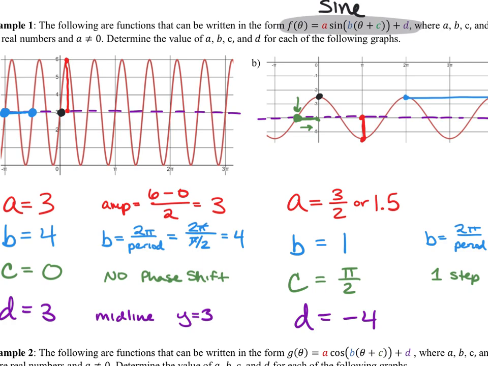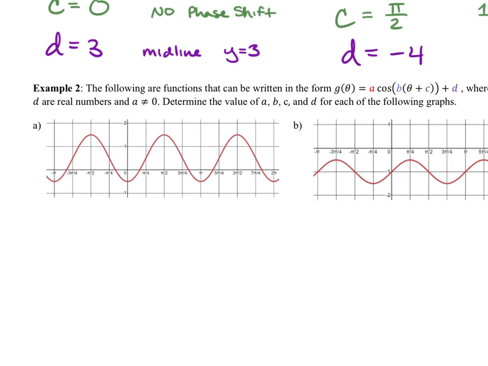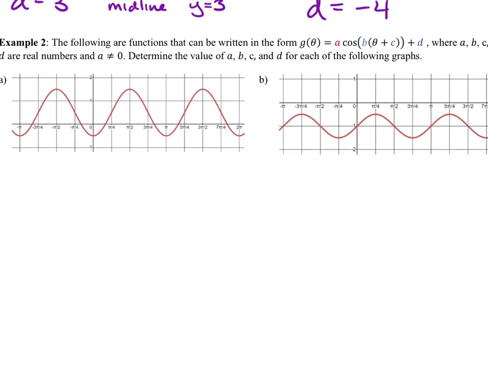Can we try a couple more examples? Okay. In example 2, this time we are writing what types of functions here? Cosine. All right. So if it looks like a cosine and we're writing a cosine, there will be no phase shift. If we're writing a cosine but it looks like a sine, we're going to have to phase shift.